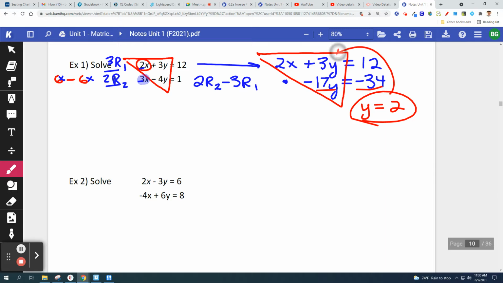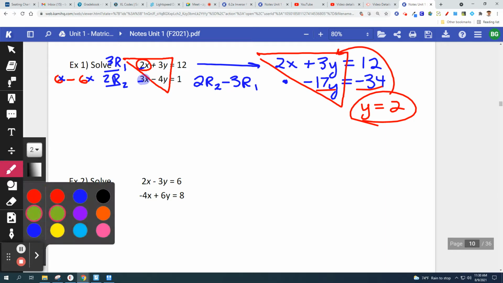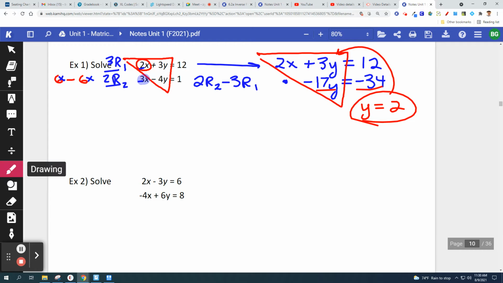Now I'm going to use back substitution. I'm going to plug that in right there. Back substitution just means plug it into one of the equations above. So that top equation says 2x plus 3 times y, but y is 2. So I plug in a 2. I'm plugging in a 2 for y in that top equation.